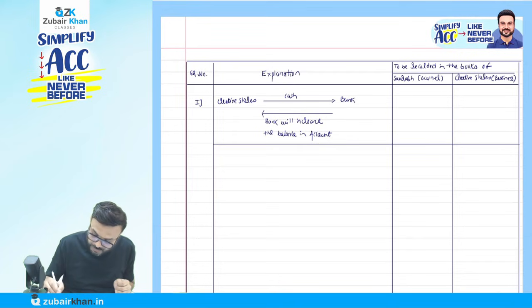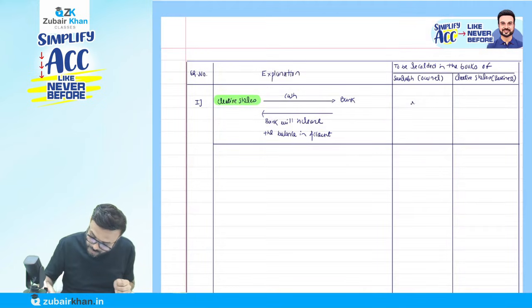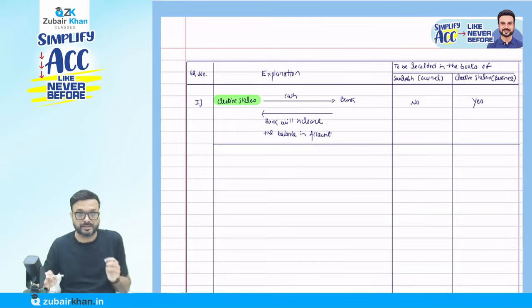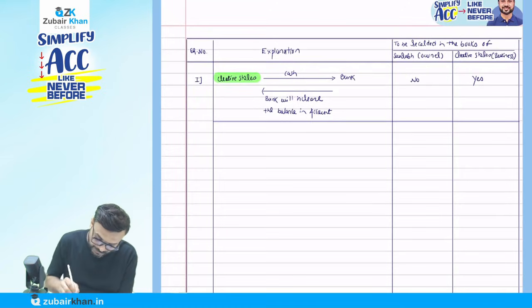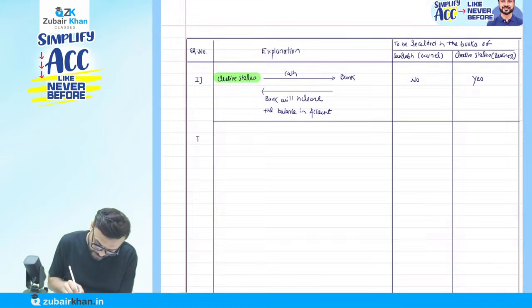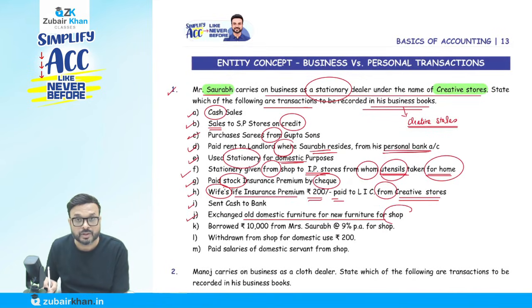So Creative Stores are involved here, no Saurabh. So here, no and yes. Perfect. Now next I, then we have J. What is mentioned next: exchange of old domestic furniture for new furniture for shop.